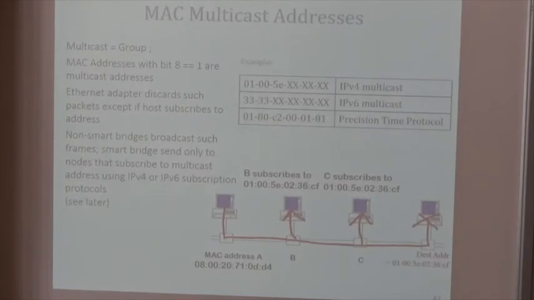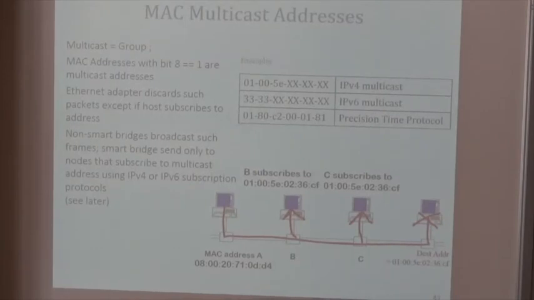And practically, there are two types of addresses that are frequently seen. The one that I use for IPv4 multicast has this prefix. So there are 24 bits that are useful for differentiating different types, different addresses, different channels. And IPv6 uses 32 bits. And then you have different things, for example, any industrial protocol is using its own type of multicast addresses. That's the one used, for example, for the precision time protocol.